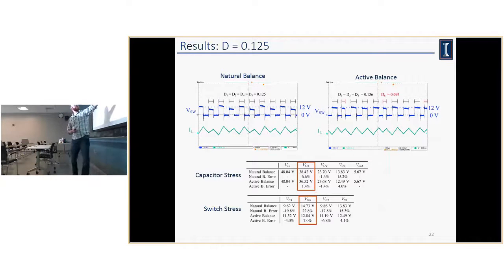In the active balance case, you can see D8 has been decreased in time. Our balance is much better. Most of these are very close together. These three duty ratios are all the same because, again, we talked about how we still want to keep the active balance on C1 and C2.